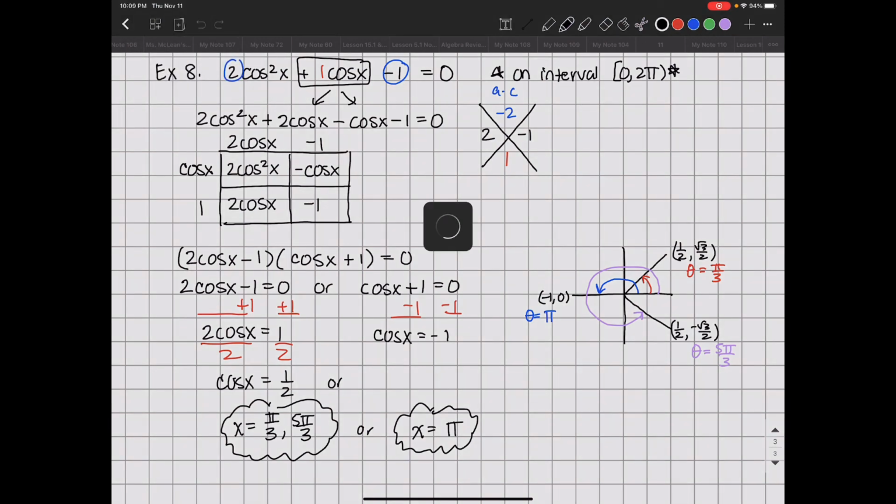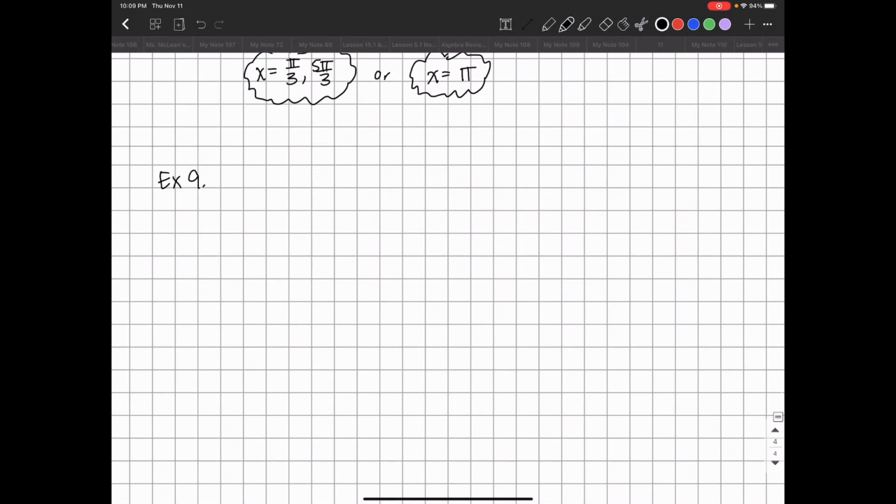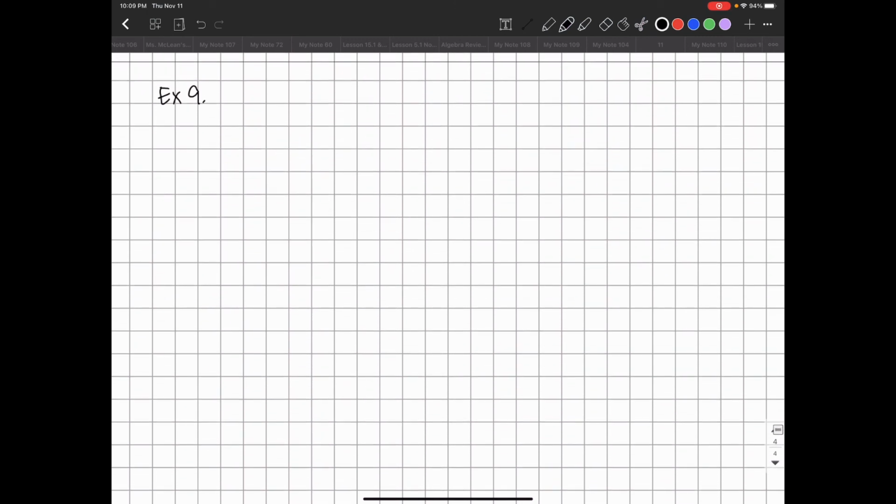And then let's just do one more. So let's do example 9. Maybe I have 2 cosine squared of x plus 3 sine of x minus 3 is equal to 0. And then again, on the interval from 0 to 2 pi.